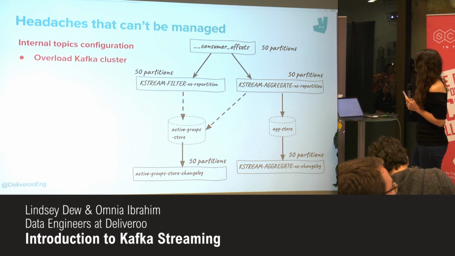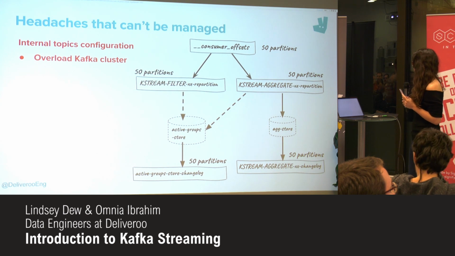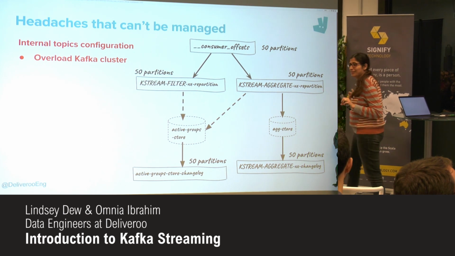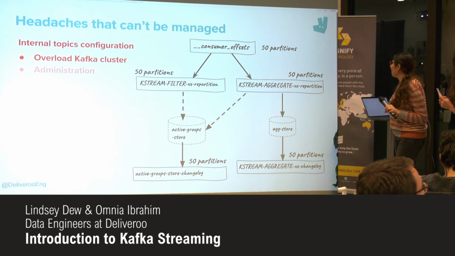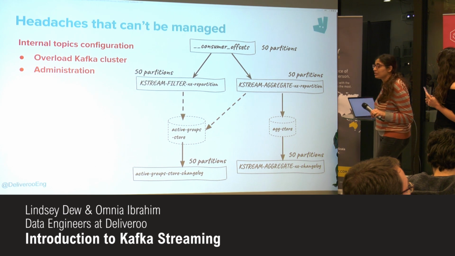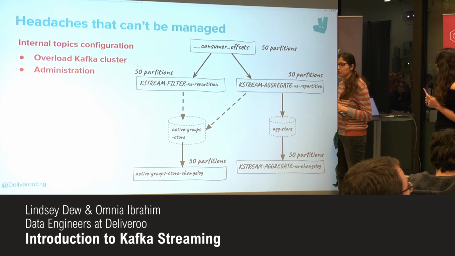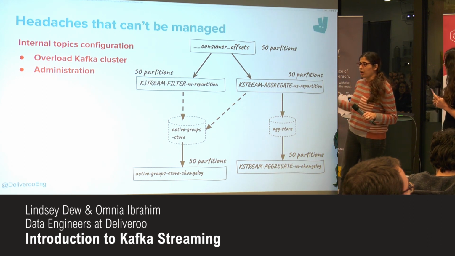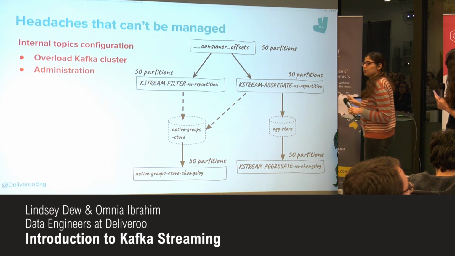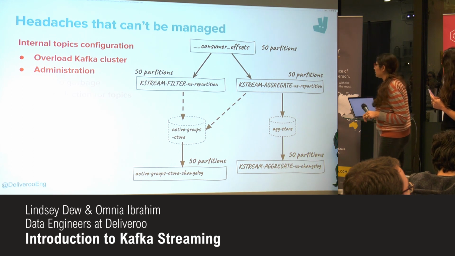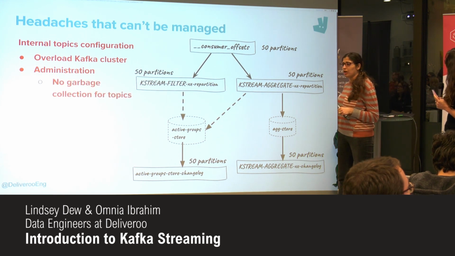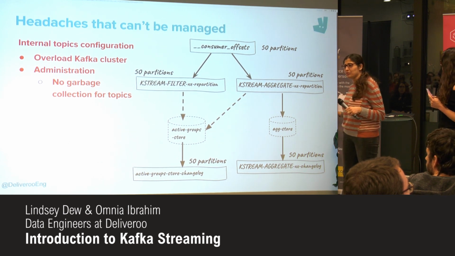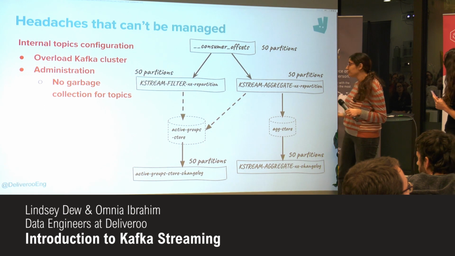The recommendation from Confluent is 2,000 partitions per node in your Kafka cluster. We just took 200 of them. The other thing is the administration. If we decide to shut down the whole app and we don't use it anymore, Kafka is not going to do garbage collection and delete these topics. These topics will stay there. This means that every time an application that uses the Streams API goes down, they will need to notify the data engineering team to delete the topics manually for them.